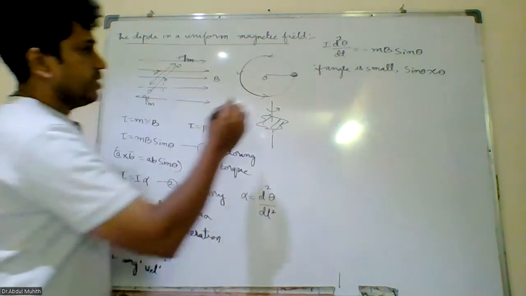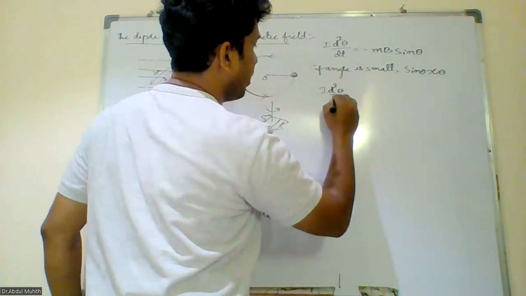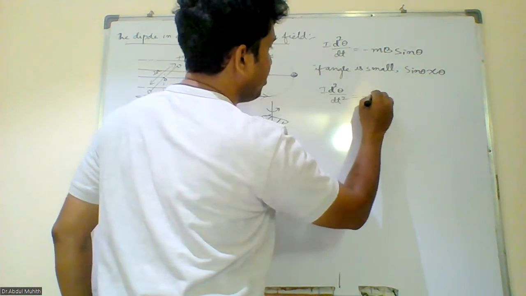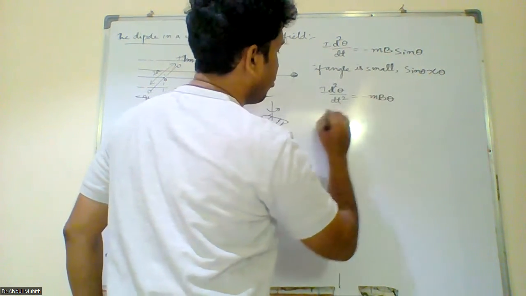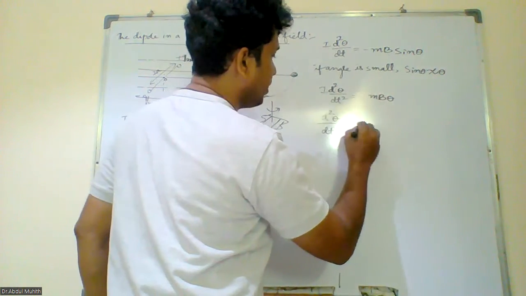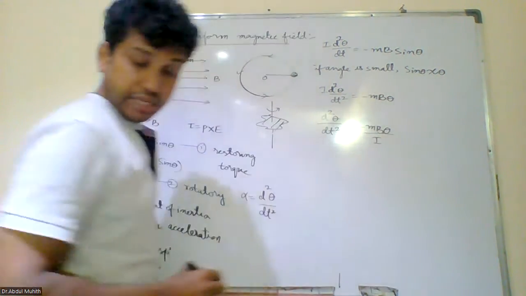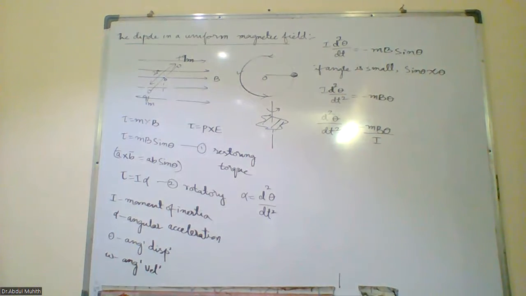So now I am writing here I into what? I into d square theta by dt square is equal to what? Minus mb into theta. Is that clear? Now cross multiply this. D square theta by dt square is equal to how much? Minus mb theta by I. Is that clear? Minus mb theta by I is the formula. Let's copy this now.